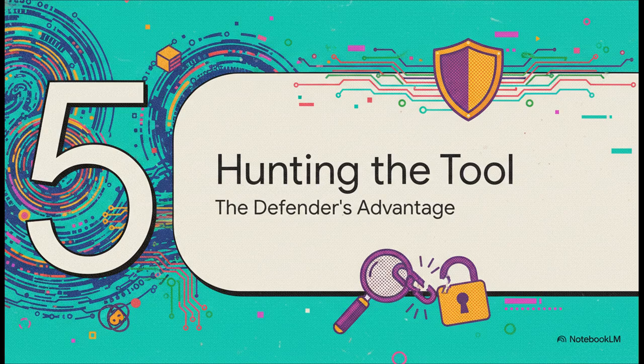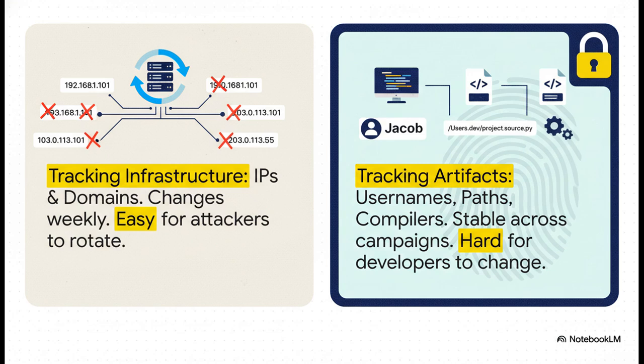Okay, so we've got a username, compiler versions, file paths, but you might be wondering, why do these little technical details matter so much? What's the real strategic win here for the defenders? This slide really lays it all out. See, defenders usually track an attacker's infrastructure, their C2 servers, their domains, but here's the problem. An attacker can switch those out every single week.